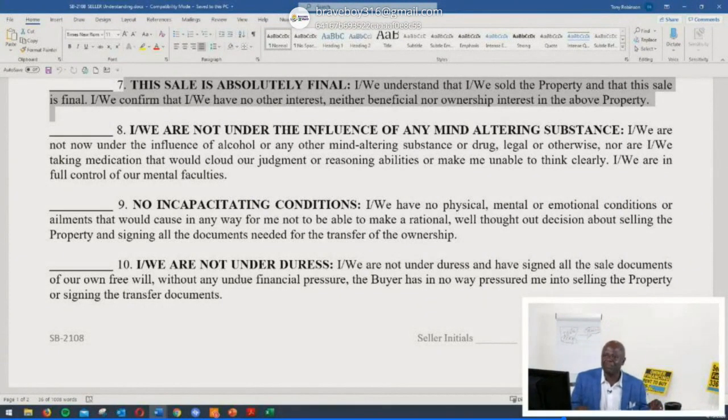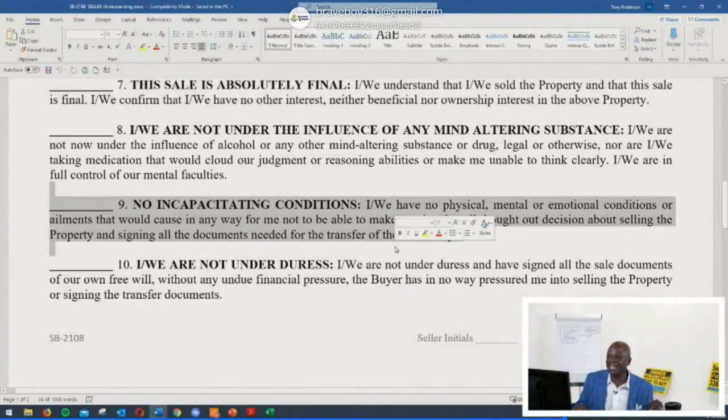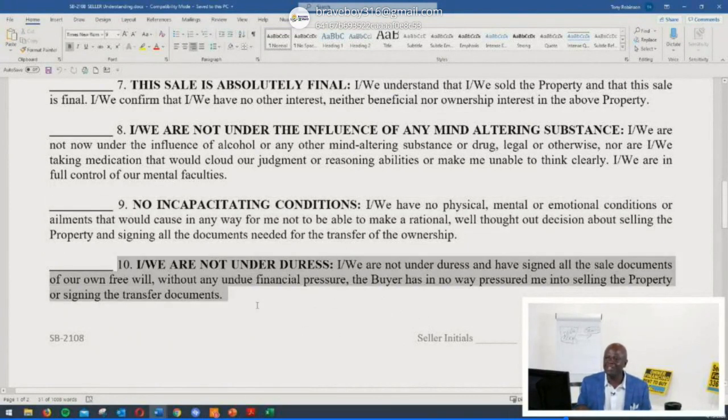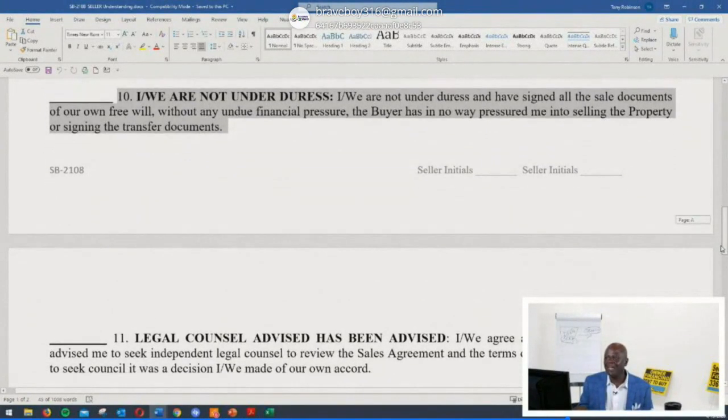It says in paragraph 9 that they have no incapacitating conditions. We're not mentally unstable, emotionally unstable, and we're rational and we're able to make this decision. 10 says we are not under duress. All right, and we're doing this transaction under our own free will with no undue financial pressure. And the buyer has not pressured me in any way.